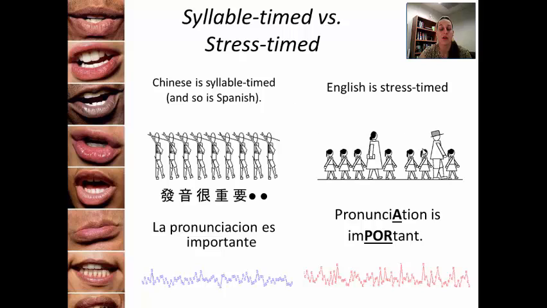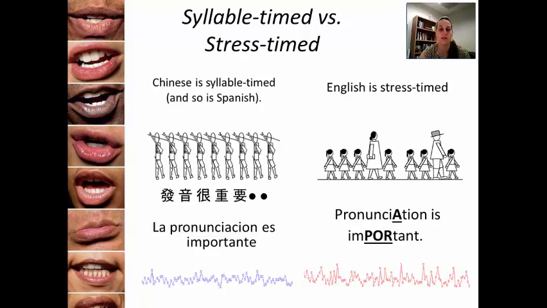Here is another example of how to distinguish syllable timed and stress timing. So Mandarin, Chinese speakers, Chinese people who speak Mandarin are going to speak it in a syllable timed manner, and you saw that in the video. But so Spanish is also a syllable timed language. So here we have the same beat on every syllable. And here I'm pointing with my mouse. This is an image that shows you the rhythm of the person as they say. La pronunciación es importante. La pronunciación es importante. So every single syllable is stressed in the same way.